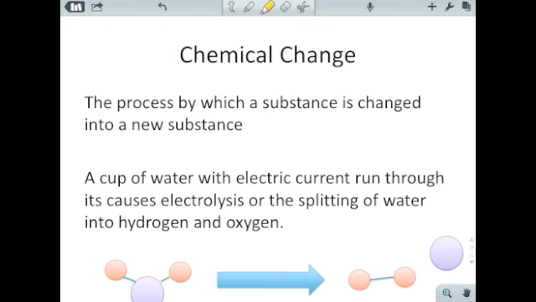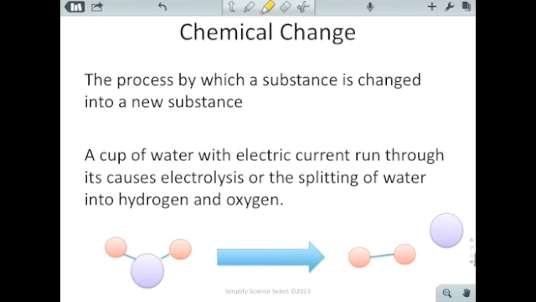Now, the other change that we can have is a chemical change. That's the process by which a substance is changed into a new substance. Anytime we're looking at a chemical property, or we want to observe a chemical property, we have to have a chemical change. It has to change into something different.